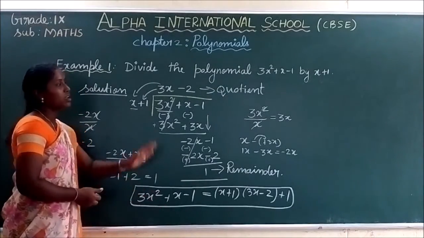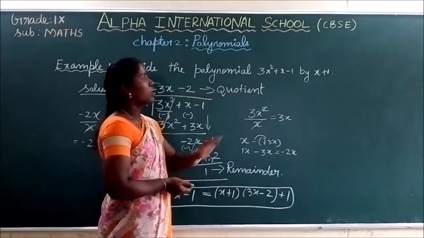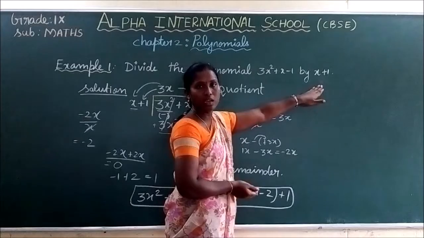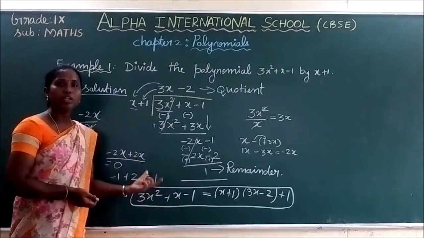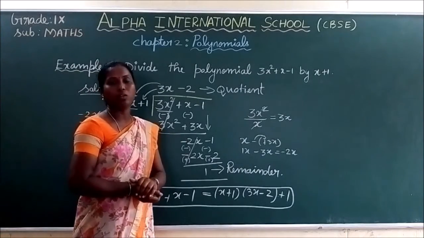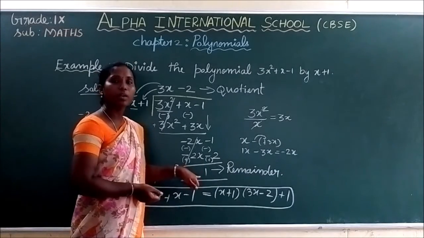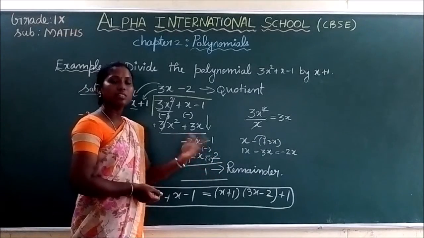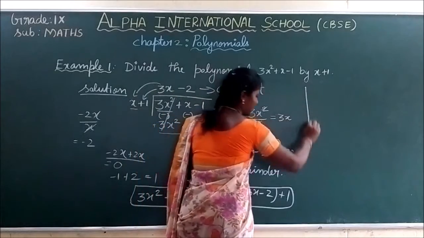Okay. Next we are going to see how to get the remainder. For the same question, we are going to divide this quadratic polynomial by a linear polynomial without the long division method. Here we used the long division method. Without using the long division method, how to find the remainder? We are going to check whether we get the same remainder. What's the remainder we got? 1. We are going to check whether we are getting the same remainder in that method also. How? Let us listen.